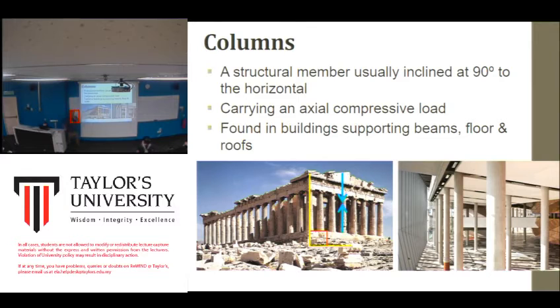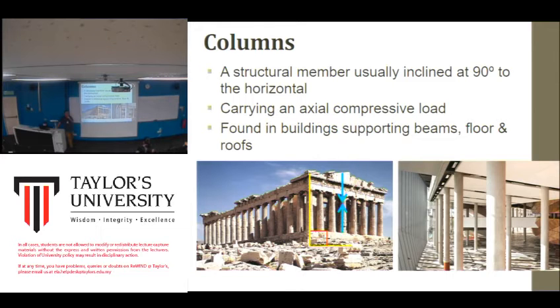Okay, so I believe you know what columns are, right? It's a structural member, usually inclined at 90 degrees to the horizontal, carrying an axial compressive load. So it's different from a beam, where it carries, what do you think a beam carries? What kind of load?